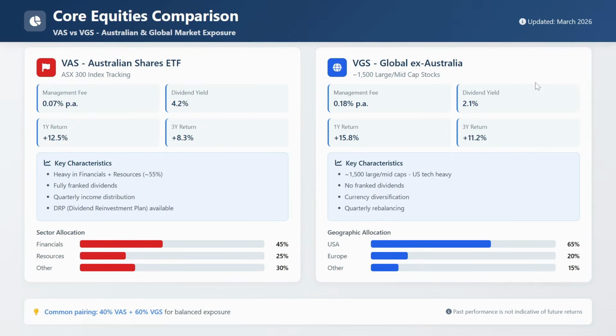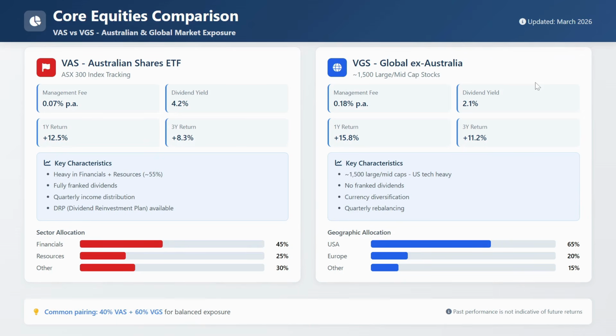For most beginners, picking VDHG or VDGR and doing nothing else is a completely reasonable strategy. Core equities, VAS, and VGS. For investors who want more control, the two core building blocks are VAS and VGS. VAS covers the ASX 300. The catch, it's heavily concentrated in financials, banks, and resources like BHP. That's about 55% of the fund. Plus side, fully franked dividends.